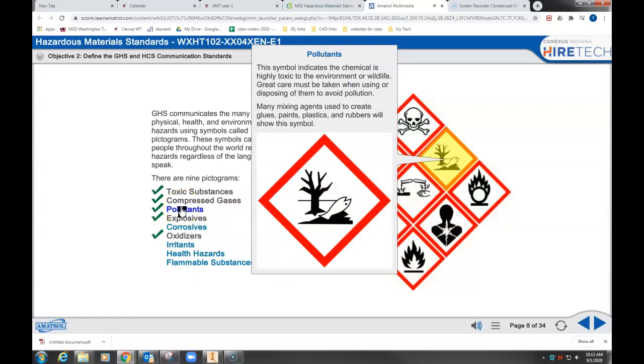Pollutants. This symbol indicates the chemical is highly toxic to the environment or wildlife. Great care must be taken when using or disposing of them to avoid pollution. Many mixing agents used to create glues, paints, plastics, and rubbers will show this symbol.